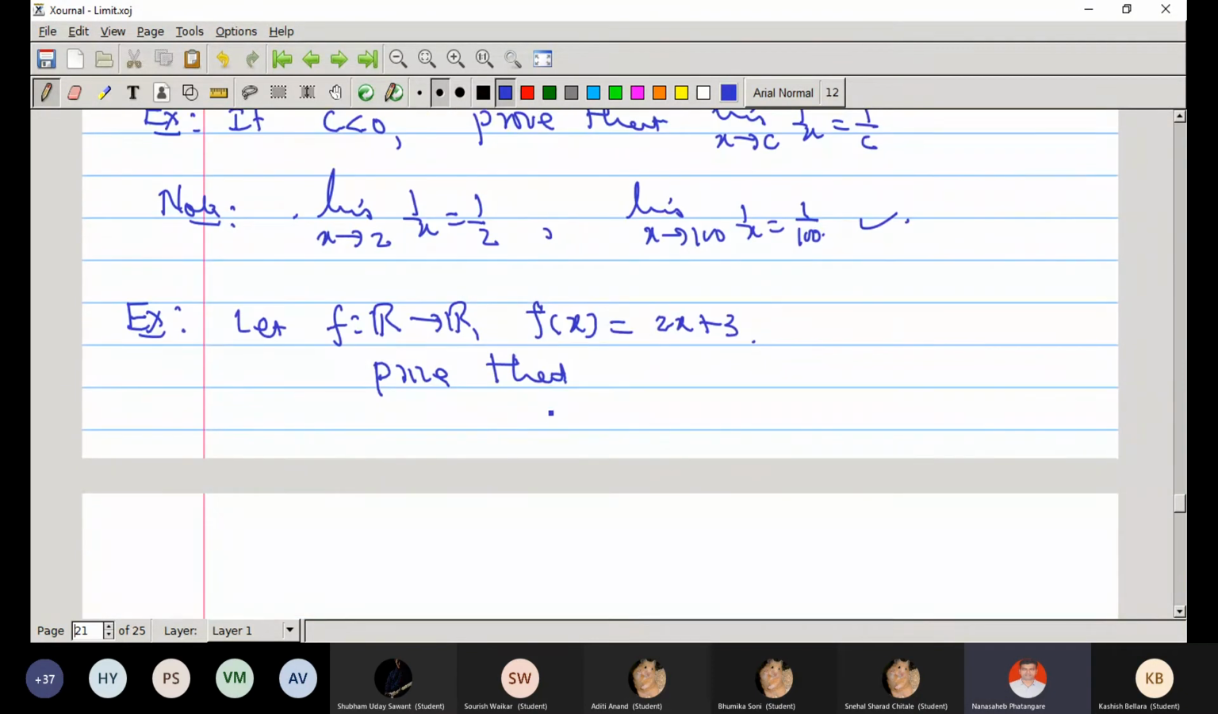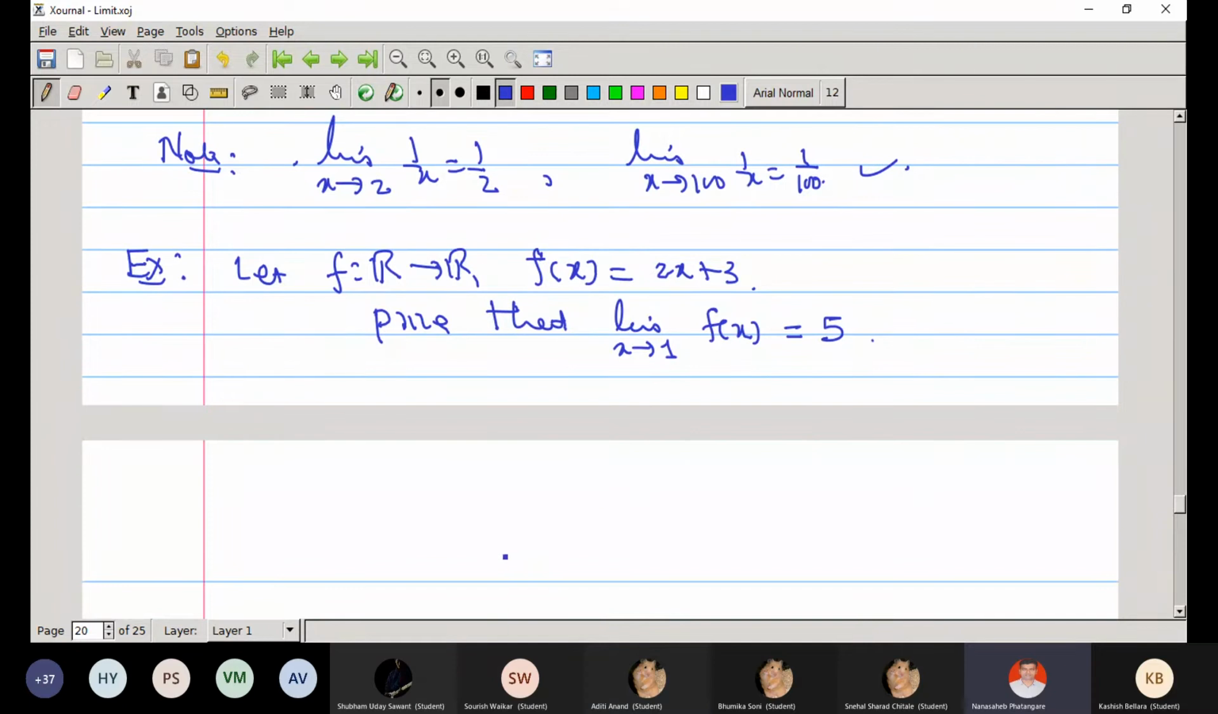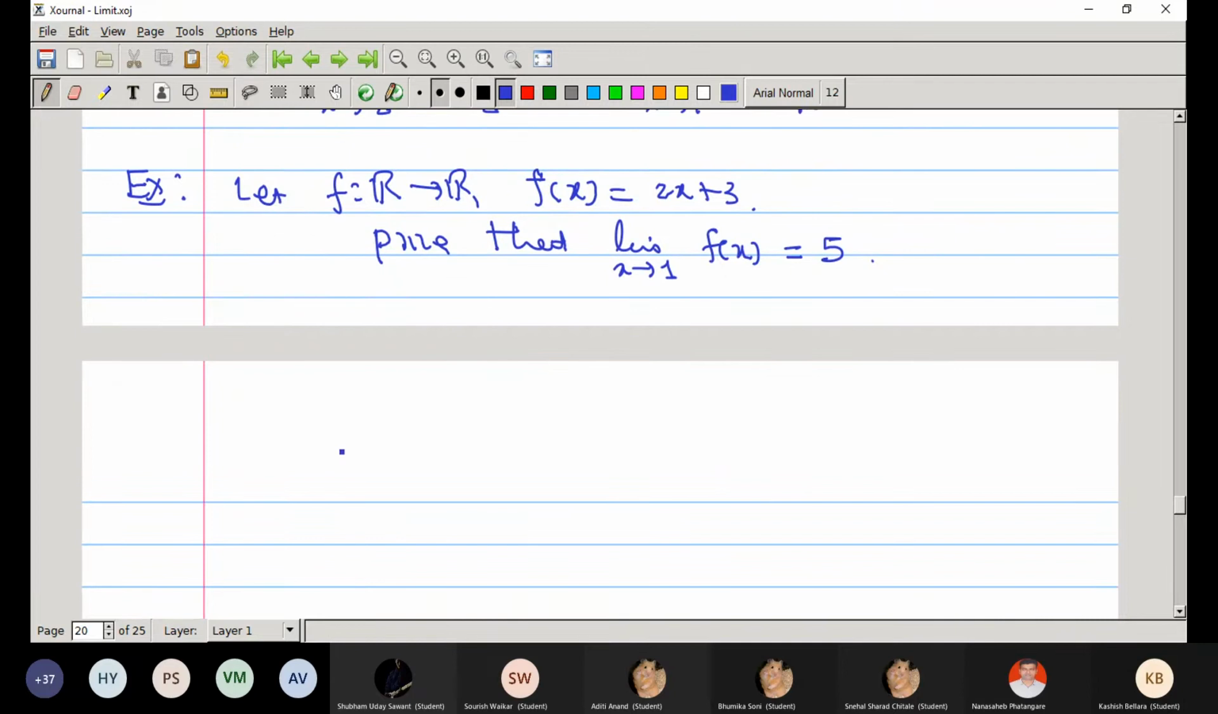Okay, so prove that limit as x tends to 1 of f of x is equal to what we expect, 5. Okay, so how will you prove this? How to start the process? How will you initiate the process?